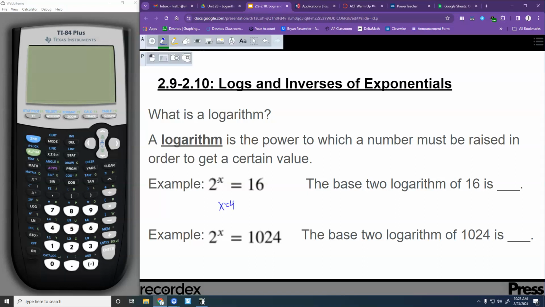4, right? Okay, so a logarithm is the power to which you must raise a number in order to get a certain value. So here we would say base 2, because 2 is the base of that exponent, right? The base 2 logarithm of 16 is 4. Okay, and if we wrote that in log notation, that would be log with a base of 2 of 16 would equal 4.